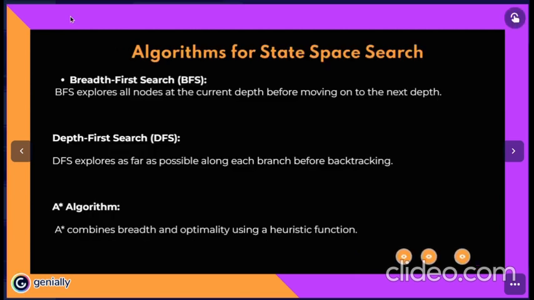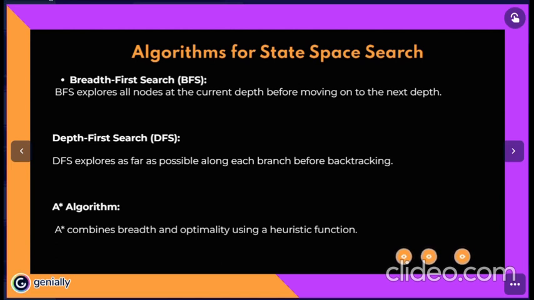Algorithms for state space search. Alright, let's talk about our first algorithm, that is breadth first search algorithm or BFS. Imagine you are exploring a tree like structure, and with BFS, you are like a diligent explorer checking each level before moving to the next. This ensures that you don't miss any possibilities at a given depth. So, in short, BFS explores all nodes at the current depth before moving on to the next depth.